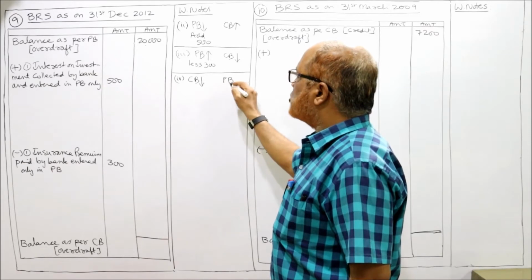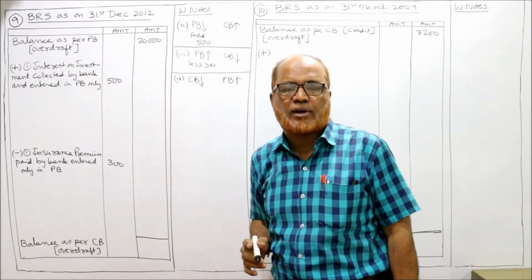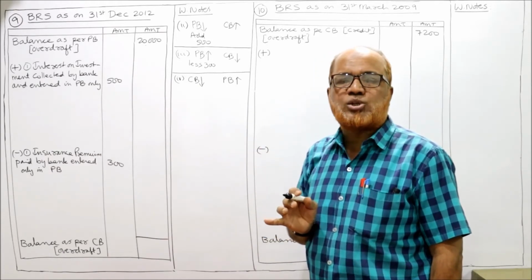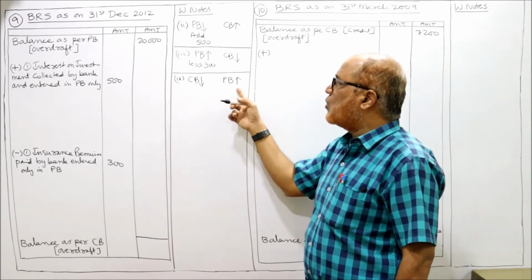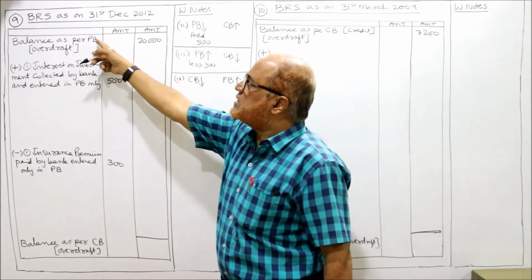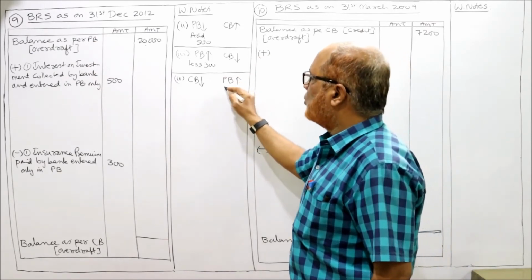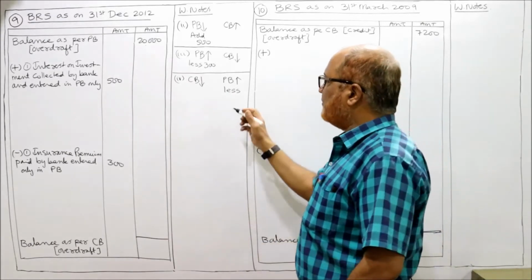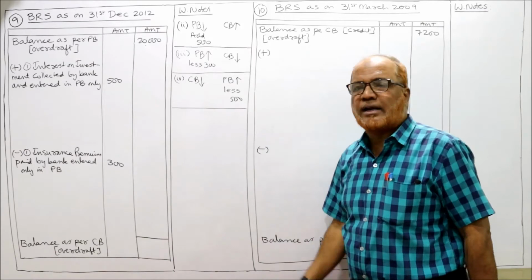Passbook overdraft still shows more balance because those checks were not sent to bank for collection. The account holder forgot to send those checks to the banker. So cash book OD less, passbook OD more. Our starting point is passbook only, so it is showing more balance. What we have to do is less. How much less? 500.